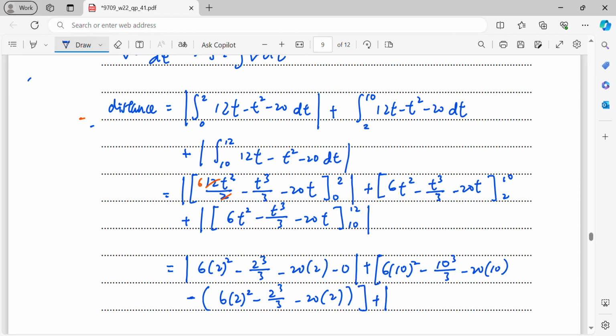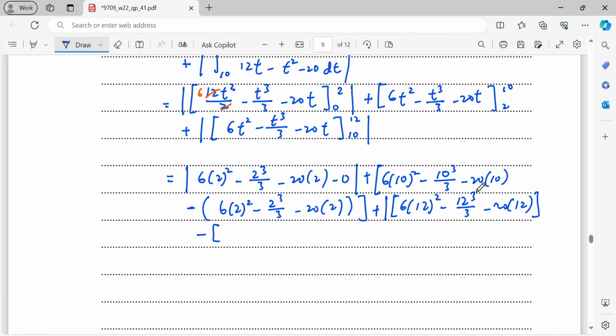Last one will be the same, just replace. Okay, replace the t by 12 first. So I'll get 6 times 12 squared minus 12 cubed over 3 minus 20 times 12. Then you minus, put bracket here, then minus when it is 10.